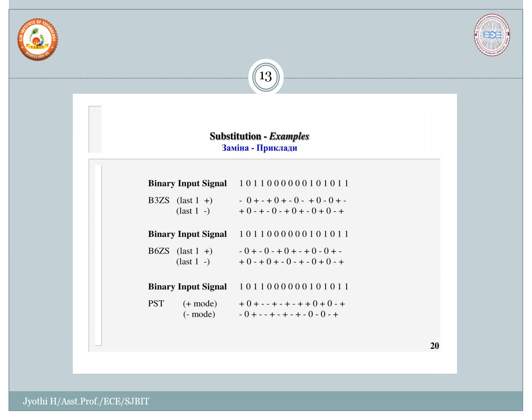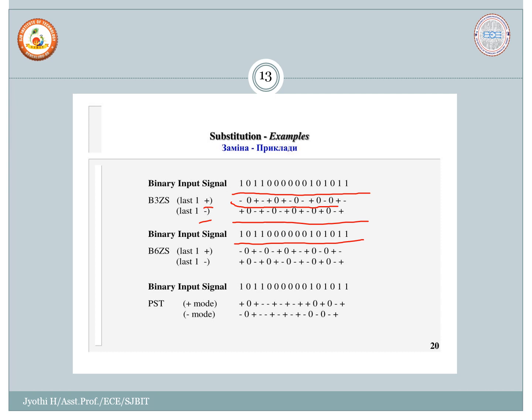So this is another example regarding B6ZS. The input data is 1011 followed by 6 zeros, 1 0, 1 0, 1 1. So if the last bit is positive, then this becomes 0 plus minus plus 0 plus minus 0 minus plus 0 minus plus. So this is going to be considered if the last bit is negative, it's plus 0 minus plus minus 0 minus plus 0 plus minus 0 plus 0 minus plus.